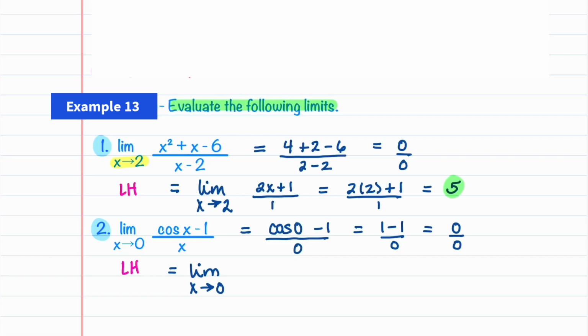The derivative of cosine is minus sine, so we have a minus sine x, and then the derivative of 1 is 0. And the derivative of the denominator is the derivative of x, which is just 1. Now we're going to substitute in that x is equal to 0. So this is minus sine of 0. Sine of 0 is just 0, so we get 0.